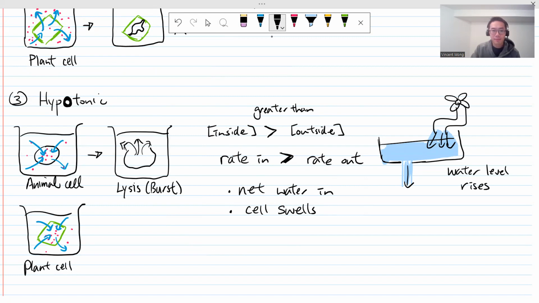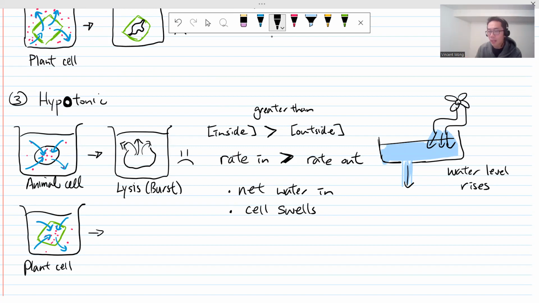Do we like this? Absolutely not. The cell died. There's no coming back from it. Right? Unlike the shrinking one, you can drink water and you can go back to normal. This one, it bursts, it dies, not coming back.